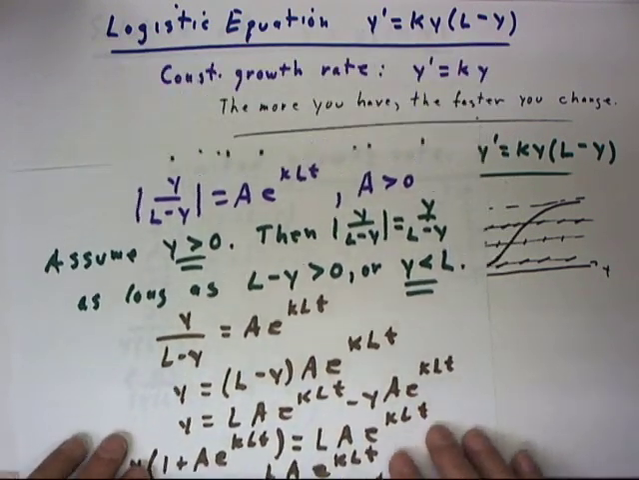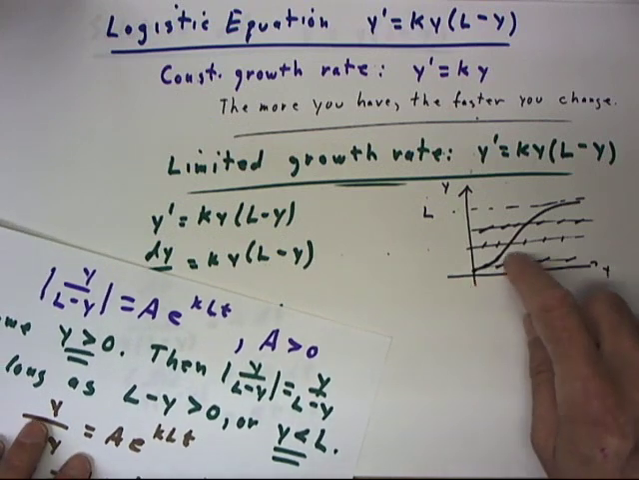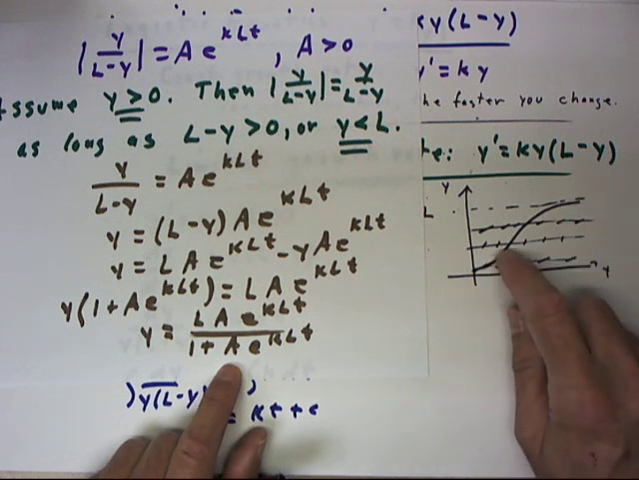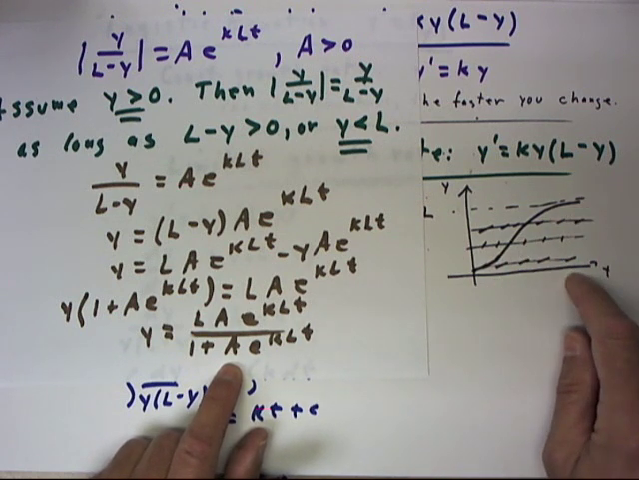Now remember that L is the limiting value that we've assumed for the growth rate. So we know that this function is going to have this behavior as t gets large.